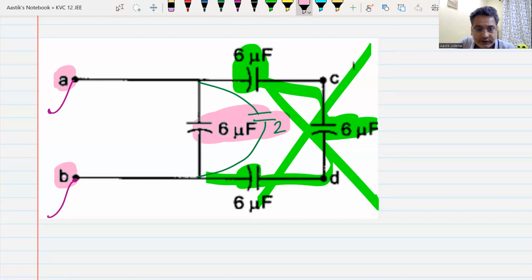No, sir. We don't understand this. What don't we understand? All the 3 6 microfarad are in series. We don't understand this. Same charge flows through them. What is the confusion? All these 3 green, they are in series. What is the confusion there? Tell me better.